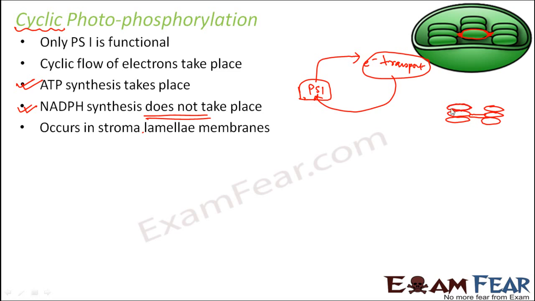Non-cyclic photophosphorylation occurs here in the membranes of the thylakoids. But cyclic photophosphorylation occurs in the membranes of the stroma lamellae. So wherever stroma lamellae is there, cyclic photophosphorylation will occur, because in the membranes of stroma lamellae, PS2 is not present, only PS1 is present.